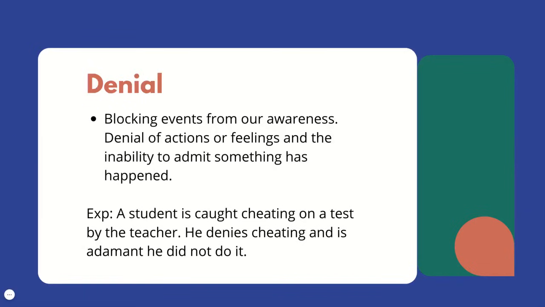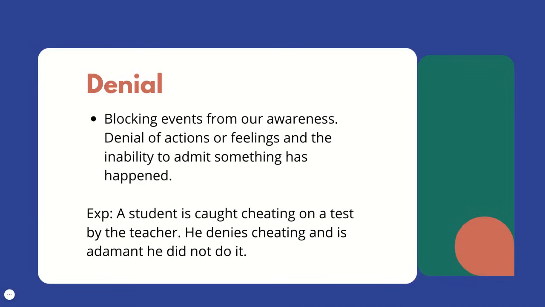Denial, blocking events from our awareness, denial of actions or feelings, and the inability to admit something has happened. So in denial, we are denying that some sort of external stimuli has even occurred. We're blocking that out of our awareness. We can't even admit to ourselves that something happened. Very common thing is just to deny, right? Also very common amongst children and adolescents. Did you do this? No, it wasn't me, right? That's the first thing they say, that they're not going to admit that they were the ones to do it. Why is that? Because subconsciously we're trying to prevent some sort of negative feeling.